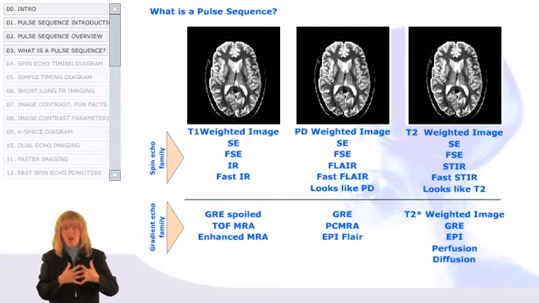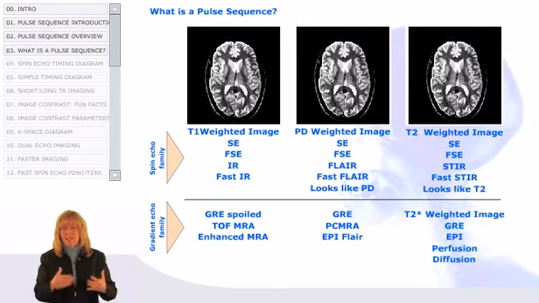You can also get a T1 weighted image with a turbo spin echo or a fast spin echo acquisition. And you can do that with a short TR and a short TE. And you should do that with also a short turbo factor or echo train length. And we'll talk about that when we get to the fast spin echo or turbo spin echo explanation later on.